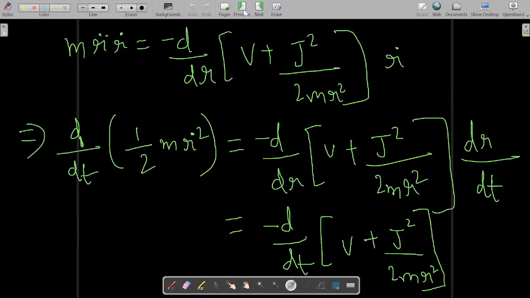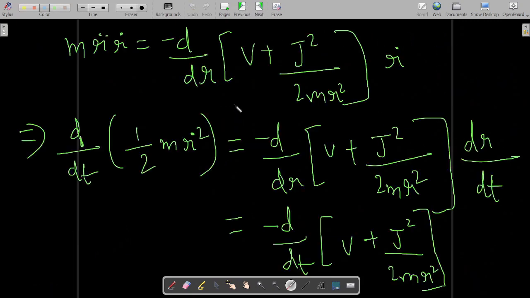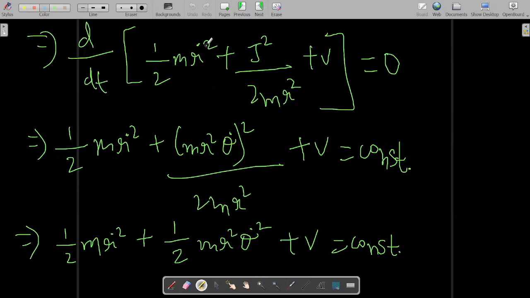So you can have a look. Let me erase this particular slide and this particular slide. So what do you have? dt is there, this dt is there, and again over here also it is dt. So just bring them together. We have successfully brought them together.